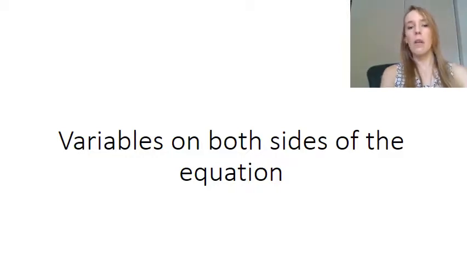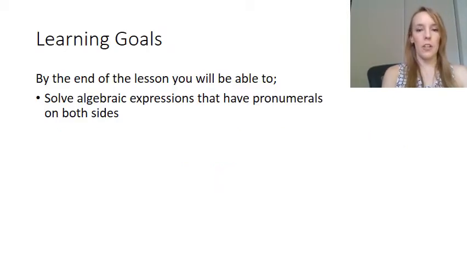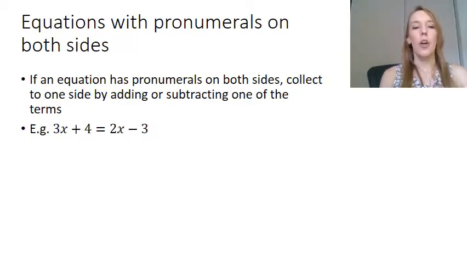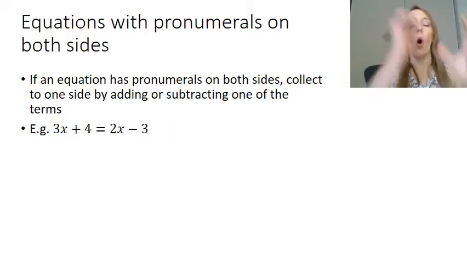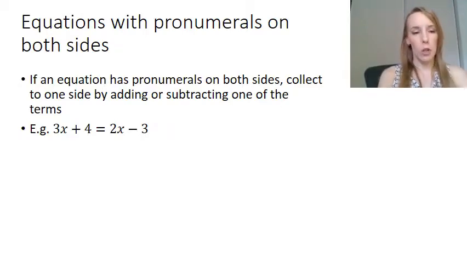So today's video will be on variables on both sides of the equation. Our learning goal for today is, by the end of the lesson, you'll be able to solve algebraic expressions that have pronumerals on both sides of the equation. If there's an equation such as our example here that has pronumerals on both sides, the way we solve that is we collect all our pronumerals to one side by adding or subtracting, so that we only have variables on a single side, and from there we can solve it.